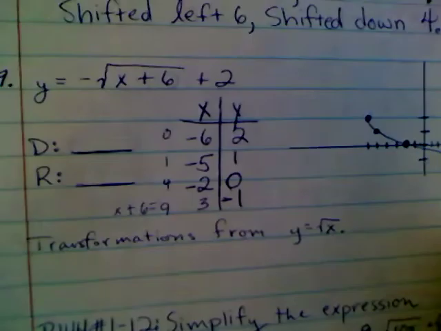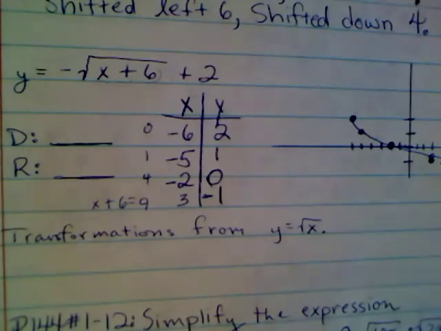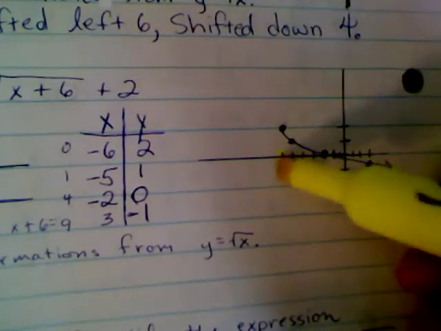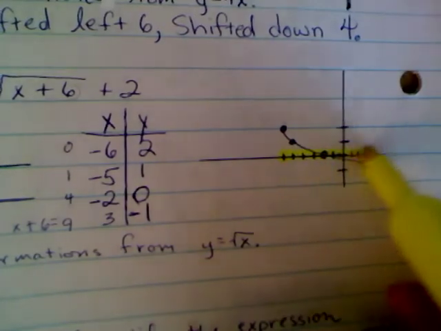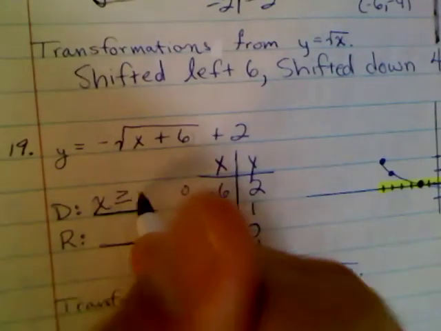Okay? So what is the domain when you look at this? Well, the domain is all the possible x values that you see on the graph. So if you were to look at just the x-axis for domain, where does the graph actually show up? It shows up starting here, and it goes to the right. So it starts at -6 and it goes right. How do I say that? I say x is greater than or equal to -6.